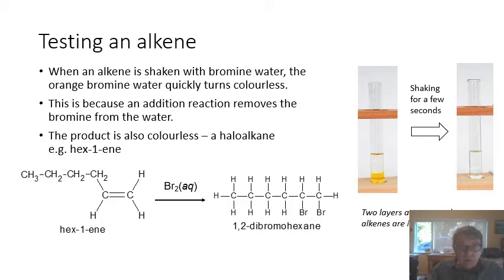The reaction in this case is hexene, hex-1-ene. 1, 2, 3, 4, 5, 6 carbons in a row, and the double bond is on carbon number 1. So there's the reaction. Bromine aqueous means bromine water, and you get the two bromines added to make a dibromohexane.